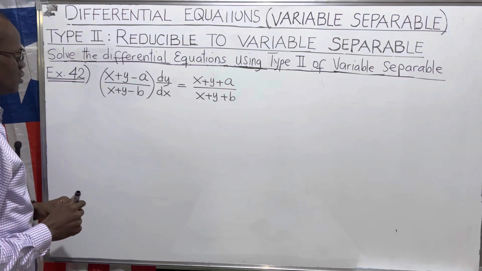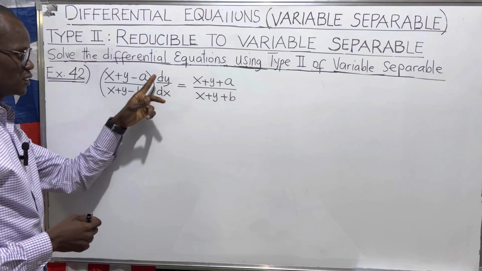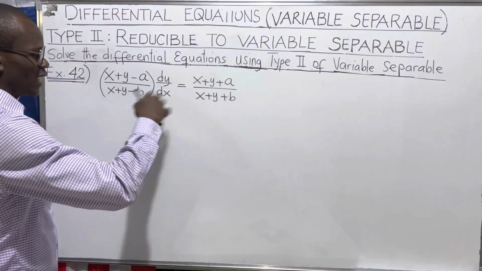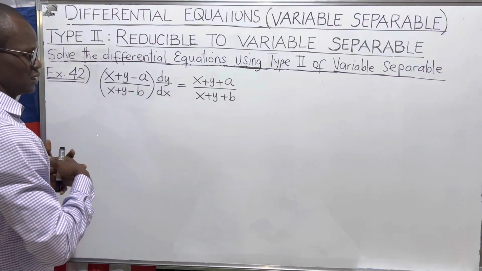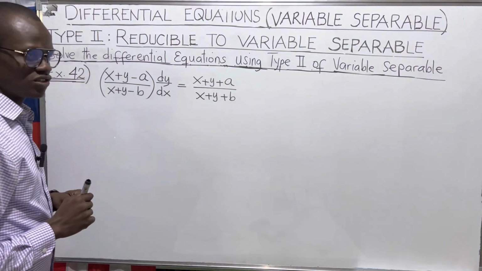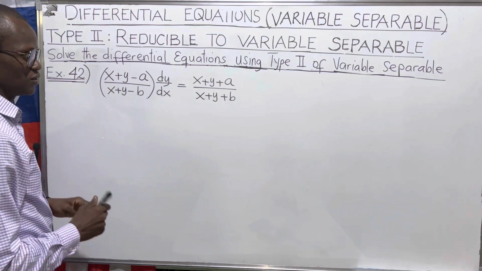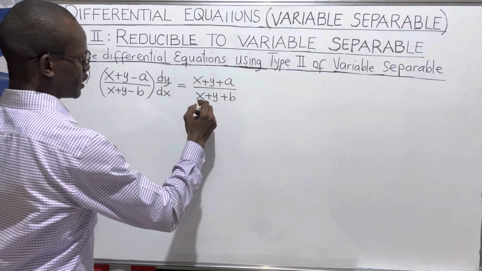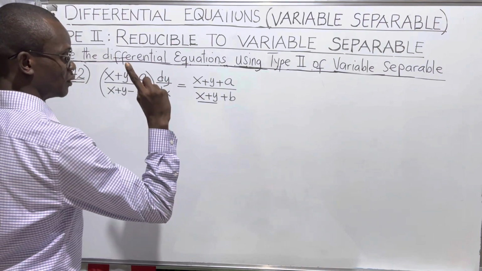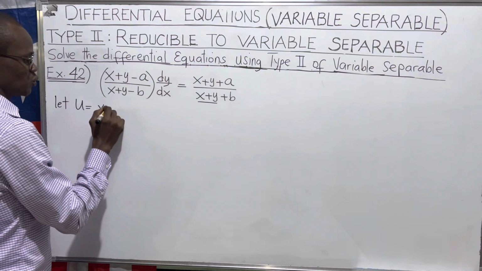So we have this differential equation, question 42: (x plus y minus a)(x plus y minus b) dy by dx equals (x plus y plus a)(x plus y plus b). If you were to just cross multiply or expand this, and then try to separate all of the x and all of the y expressions, you might have difficulty separating them. So we could substitute x plus y with a new variable, so you have an expression in just one variable instead of two variables. We say let u equals x plus y.